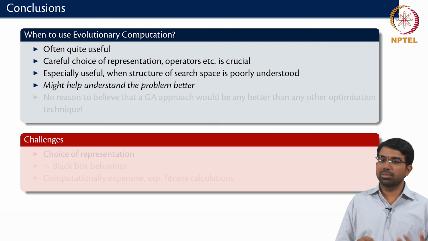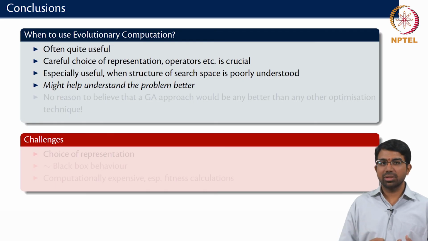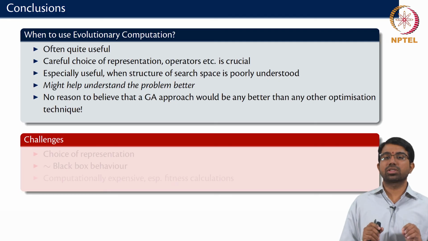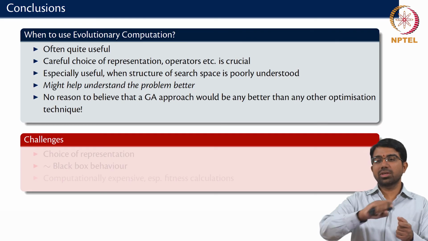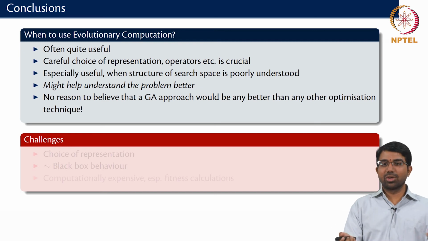It might help understand the problem better. Once you solve a problem using GAs, you may be able to extract some principles out of it, that is a possibility, but there is no reason to really believe that a GA approach is better than any other optimization technique. Although sometimes it might help you understand the problem better, a lot of times you do not understand what is going on, it is literally like a black box. You throw in some parameters, something else comes out, they are good, you are happy, but you do not know how you got there.